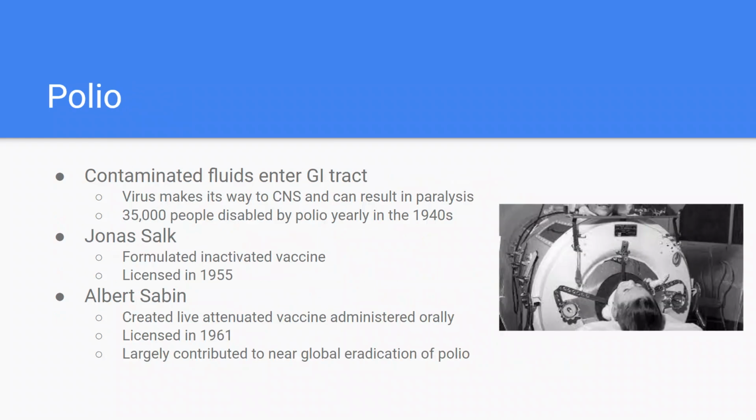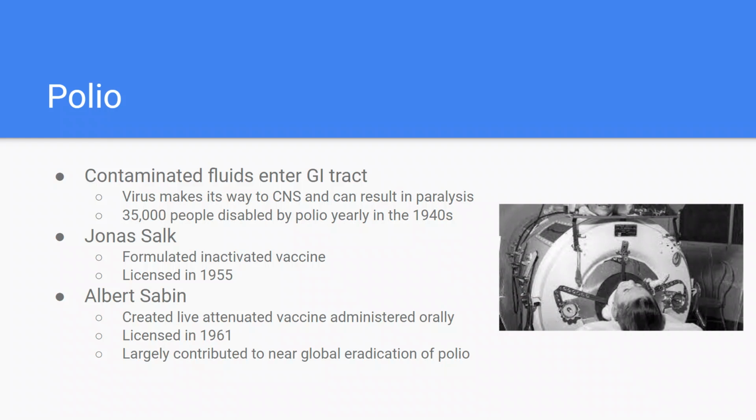Moving on to polio. Polio involves contaminated fluids entering the GI tract, and these viruses can make their way to the central nervous system and potentially can result in paralysis. Yearly, about 35,000 people were fully disabled by polio in the 1940s. You can see here there's a child in the iron lung, which was an early form of treatment against polio, trying to keep these polio patients alive.